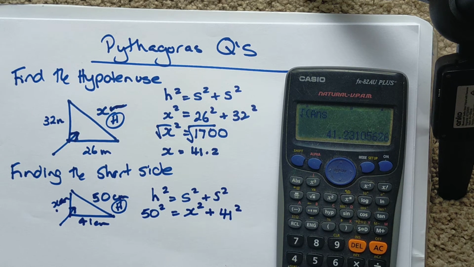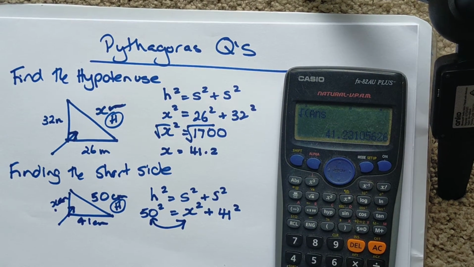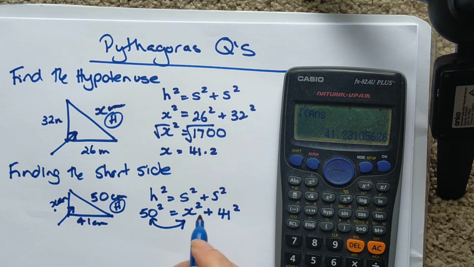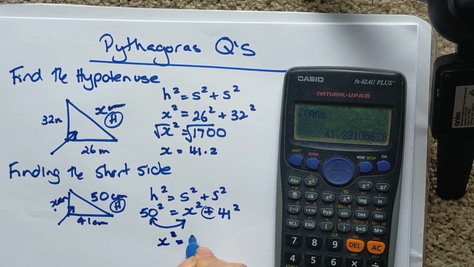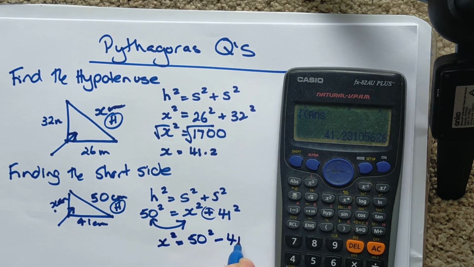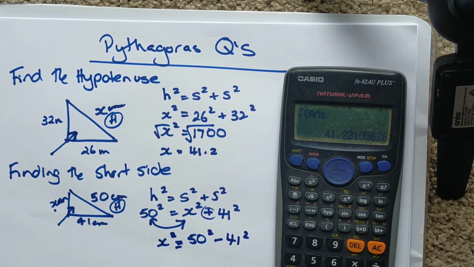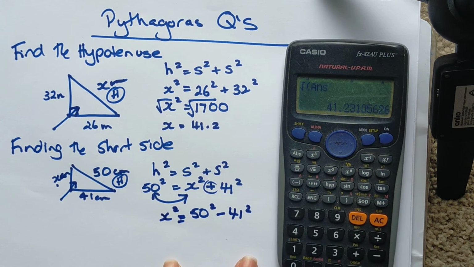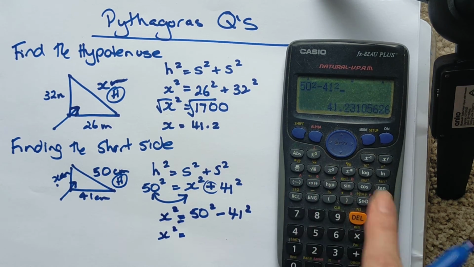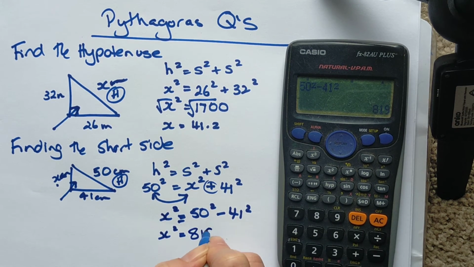Now, every time we do these questions, we are going to swap those two over. So we're going to swap these two over and we're going to turn our plus sign into a minus sign. So x squared equals 50 squared minus 41 squared. Now there's a whole heap of maths behind why that works, which I can show you, but that's just what it's going to be. So 50 squared, take away 41 squared, and we get 819.